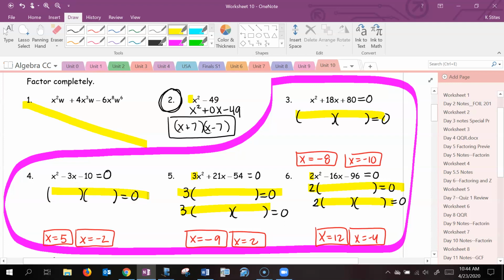And you do not have a Canvas quiz today. You just are going to submit these 4 problems for me.